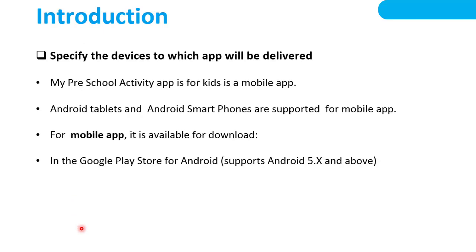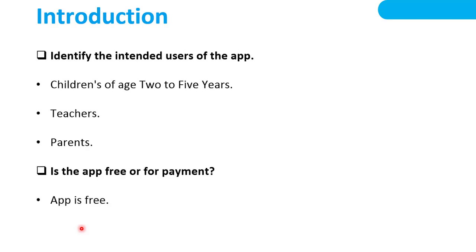Specify the devices to which the application will be delivered. My Preschool Activity app is for kids, a mobile app. Android tablets and Android smartphones are supported. It is available for download in the Google Play Store for Android 5.x and above. Well, they identify the intended user of the app: children of age 2 to 5 years.